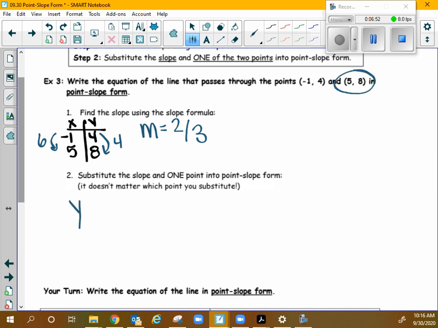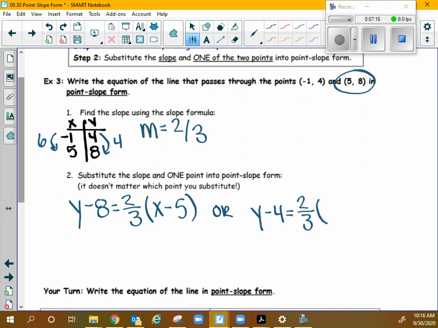What do I do? y minus 8 equals 2/3 times x minus 5. Very good. If you picked the other one, it would be y minus 4 equals 2/3 times x plus 1. Either one is fine. You don't have to list both, but either one is fine.